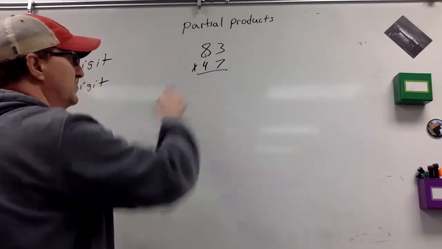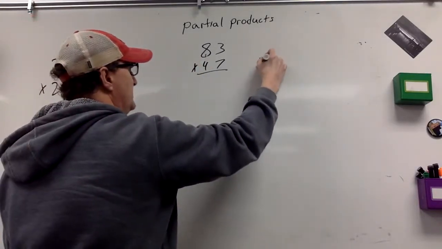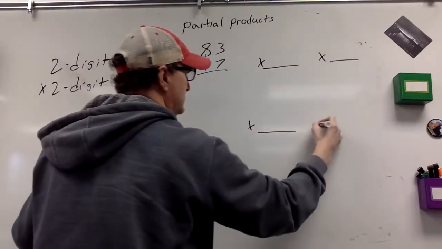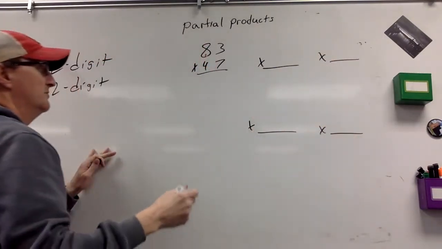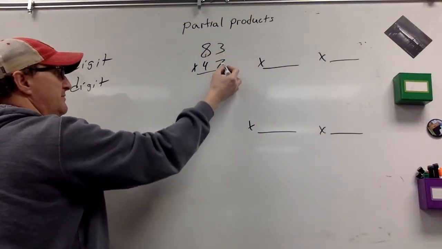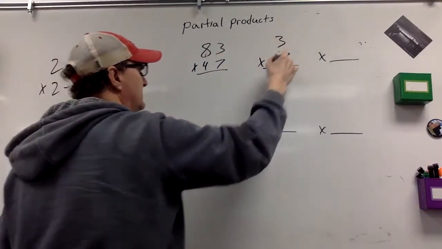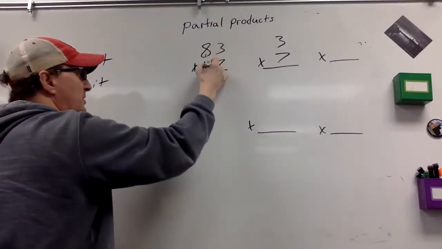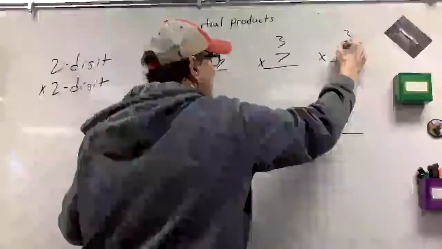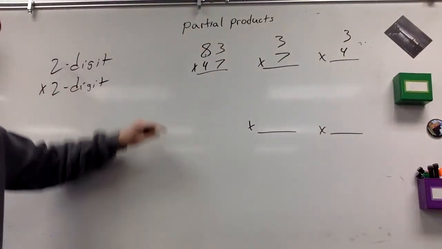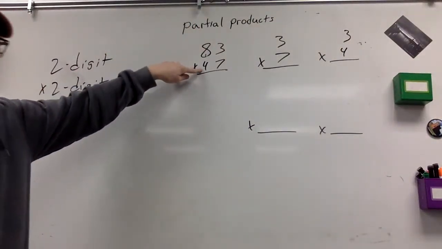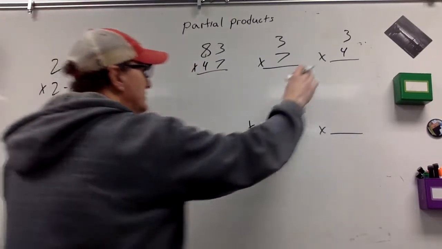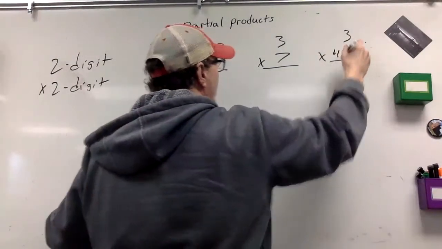So we're going to break this up into parts. There's going to be 4 partial products that we have here. For example, we have 3 here and 7 here. So this is 3 times 7. Now this is a mistake that a lot of people will make. Now we got to multiply this part, and so they're going to want to put 3 times 4. That's not right. This 4 is in the tens place. 4 tens is 40, not 4. So this should be 3 times 40.